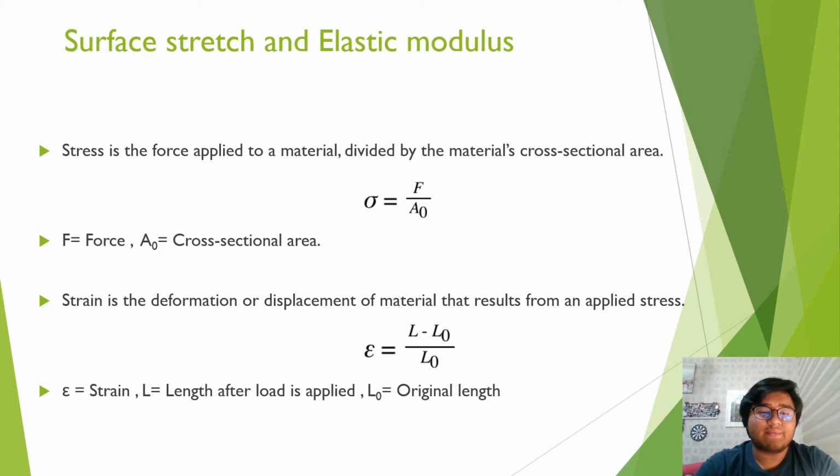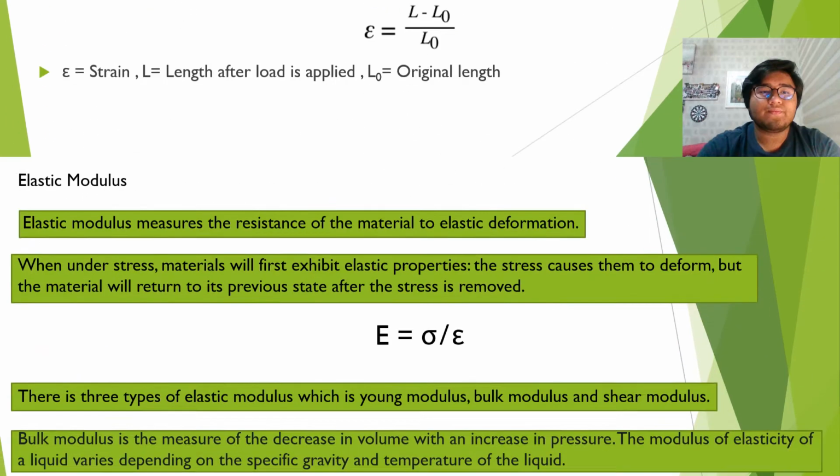So next, strain. Strain is the deformation or displacement of material that results from an applied stress. So when you apply stress to a material, there will be some kind of deformation, which is the strain. How we calculate the strain is the length after load is applied minus the original length of the material, divided by the original length. So that's how we calculate the strain. After this, I will show you how to calculate elastic modulus.